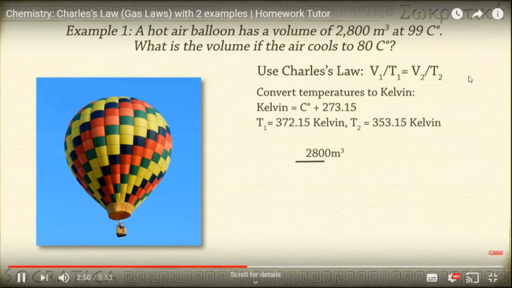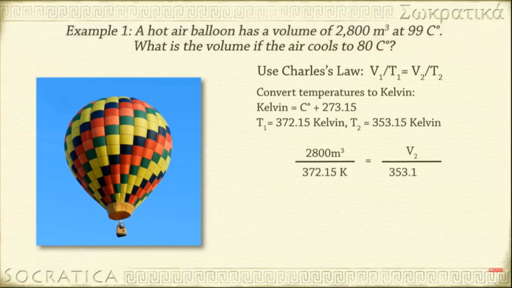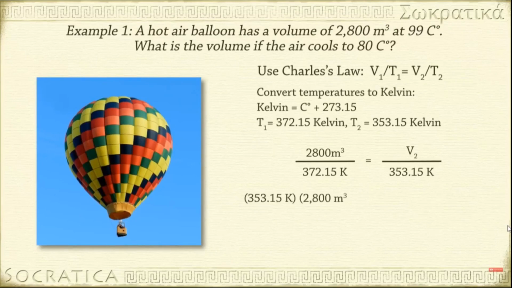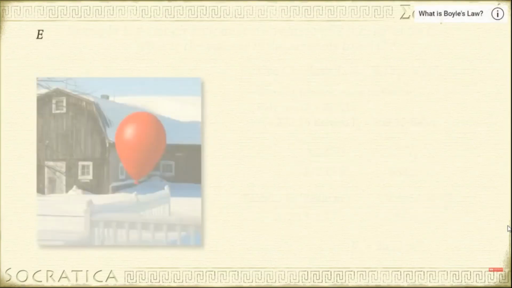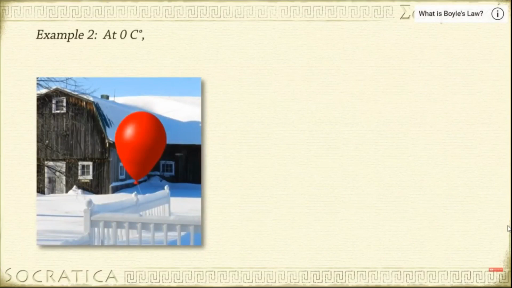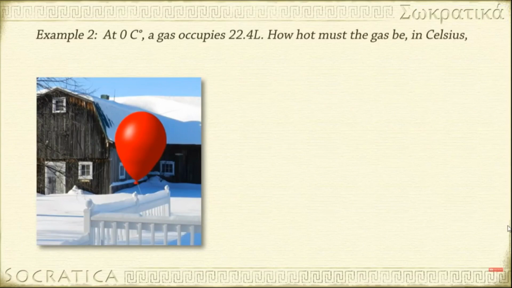2,800 meters cubed divided by 372.15 Kelvin equals V2 over 353.15 Kelvin. Solve for V2. Multiply both sides by 353.15 Kelvin. 353.15 Kelvin times 2,800 meters cubed divided by 372.15 Kelvin equals V2. V2 equals 2,657 meters cubed. Here's another example. At 0 degrees Celsius, a gas occupies 22.4 liters. How hot must the gas be, in Celsius, to reach a volume of 25.0 liters?